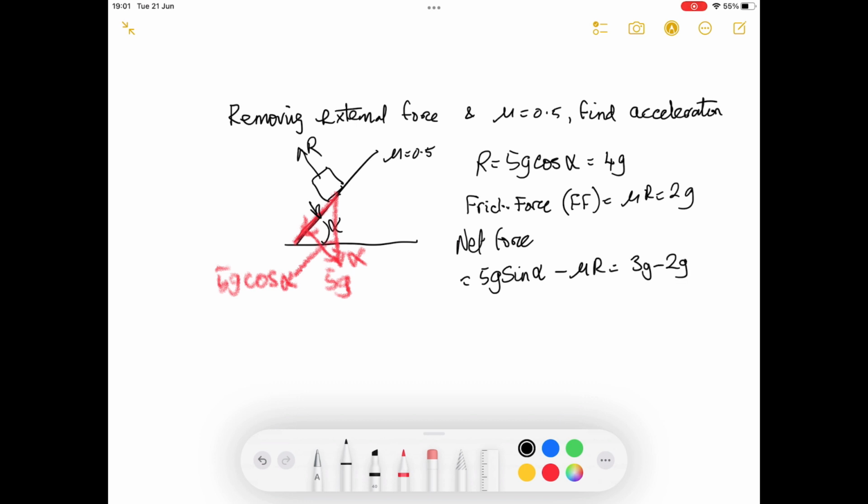Let's write that out. 3g minus 2g equals g. Okay. And then that equals ma, for F equals ma. So g equals 5a, a equals g over 5. And that's it. That's the question.